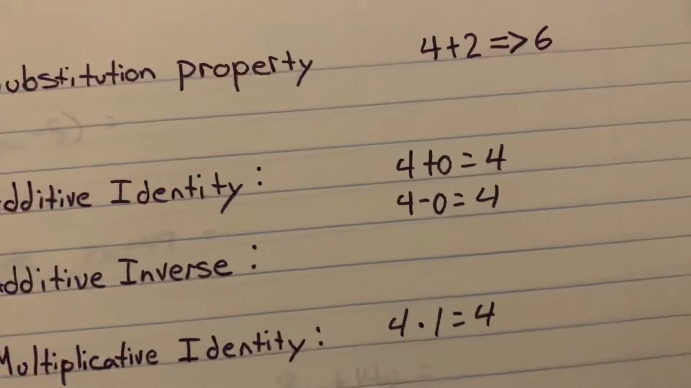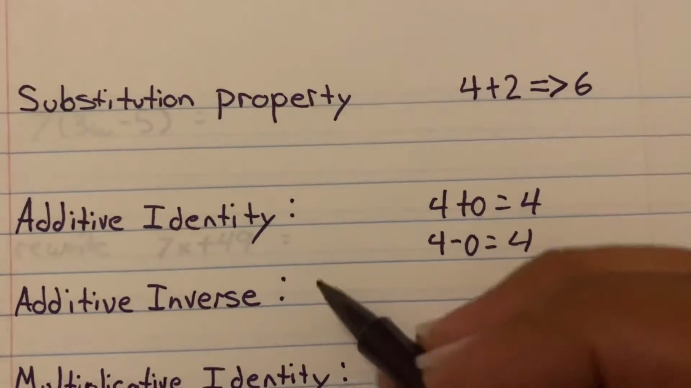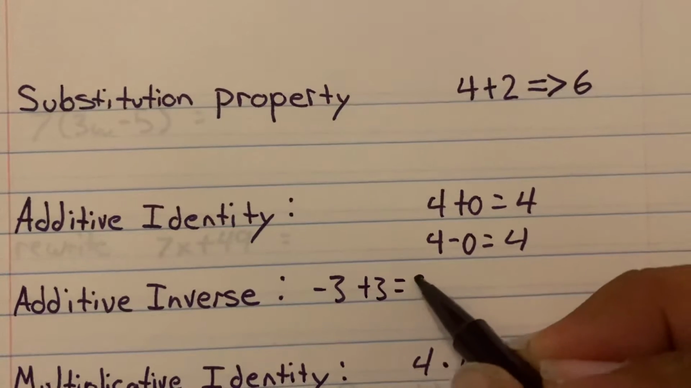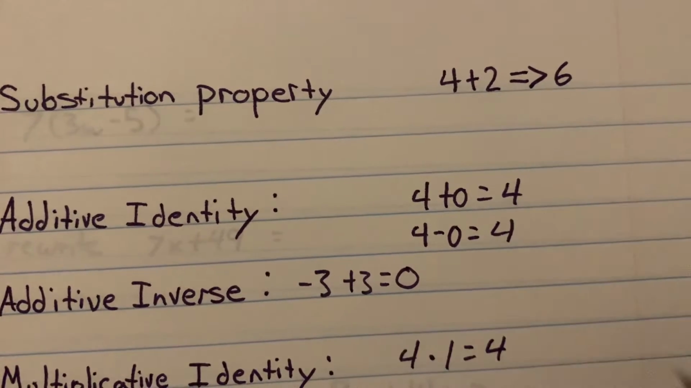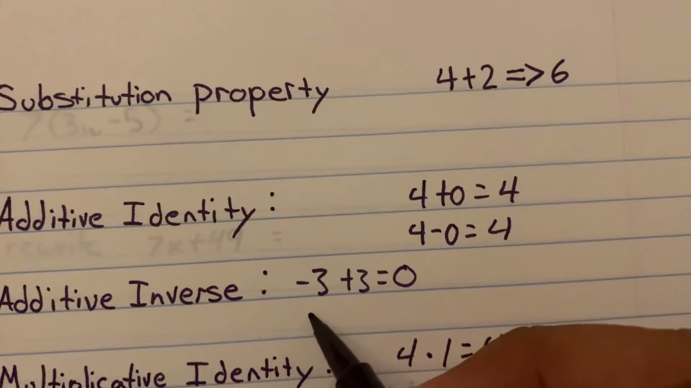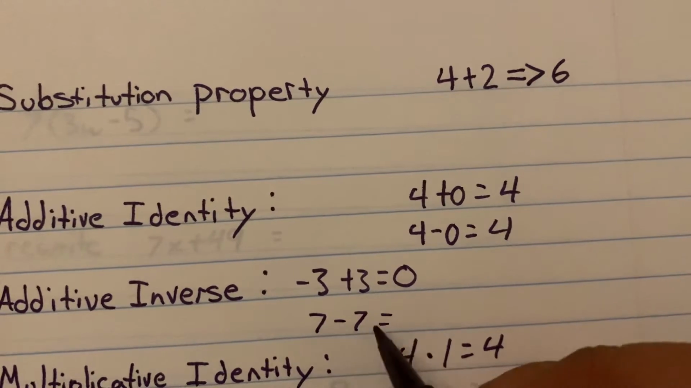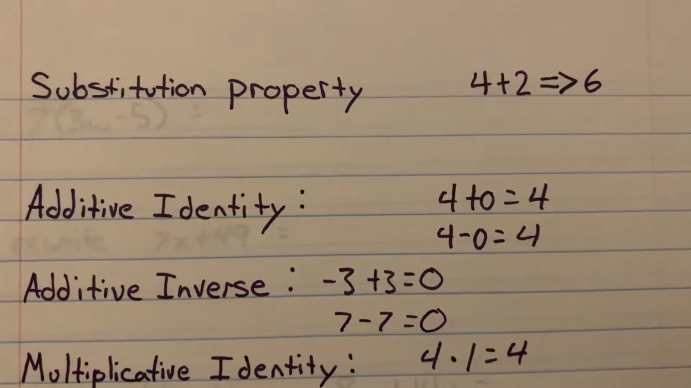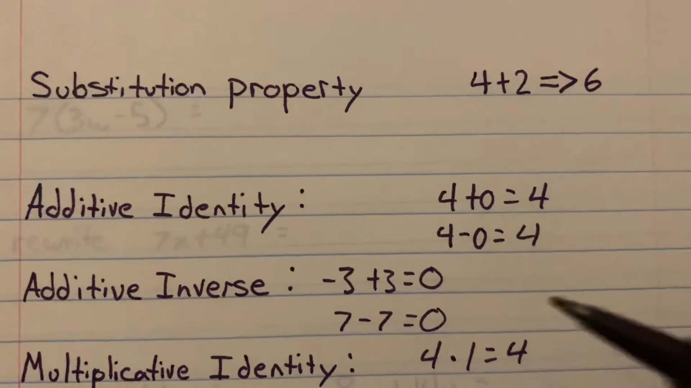The inverse, so for additive inverse, it's the opposite. So negative 3 plus 3 is going to make 0. When you add the opposites together, you're going to get 0. Just like if I wrote 7 minus 7. That's a positive 7 and a negative 7. When you add them together, you're going to get 0. Okay? So the inverse is when you add the opposites of each other.